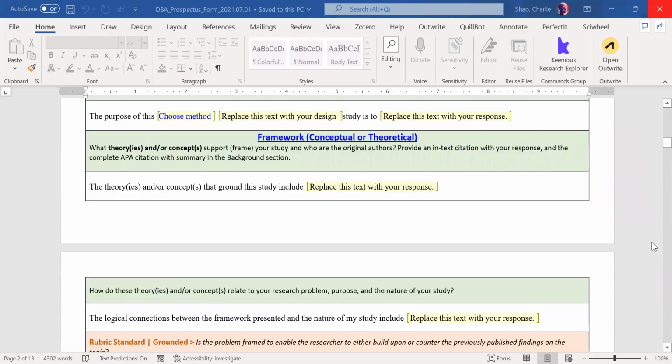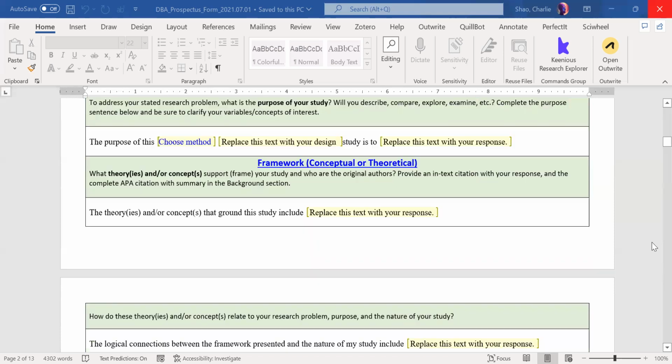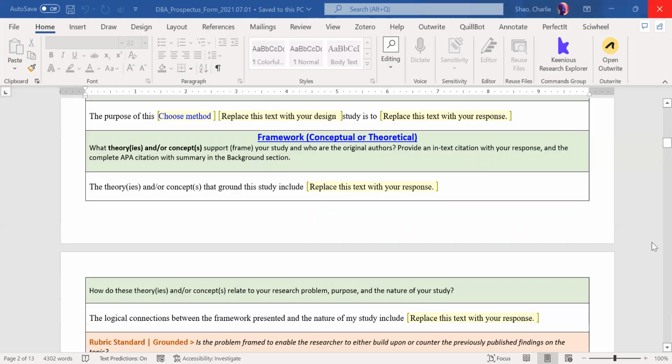For the purpose statement, select research method and specify research design. Make certain that the problem statement, specific business problem, and purpose statement wording align. For the theoretical framework, identify the name of the theory. Identify theorists of the theory for the theoretical framework. Identify the date of the theory or conceptual model for the theoretical framework.